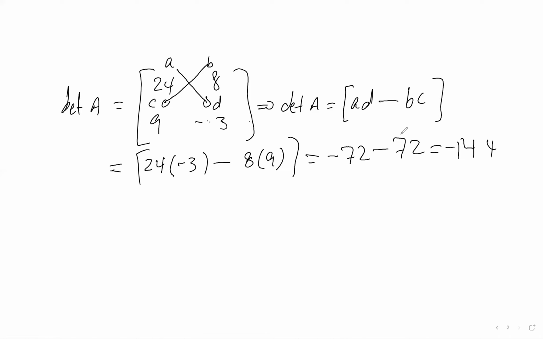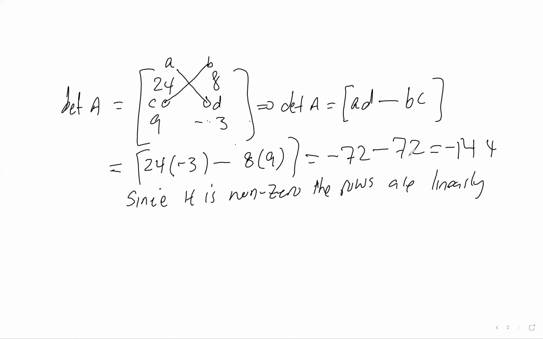So what does that imply? That implies that since it is non-zero, the rows are linearly independent.